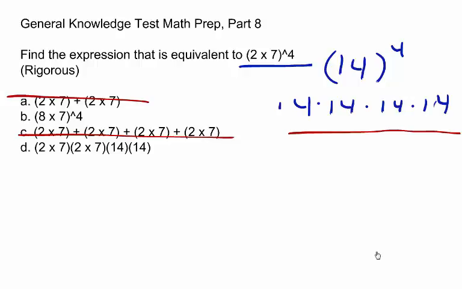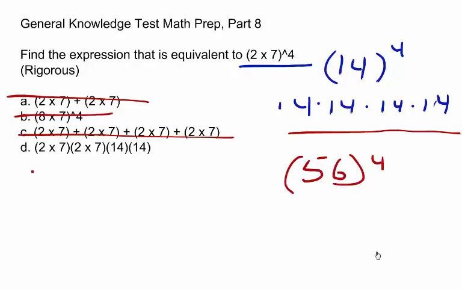8 times 7 to the 4th does not work because 8 times 7 is 56 raised to the 4th power. And we can see right away that these are not equivalent. So the answer must be D.